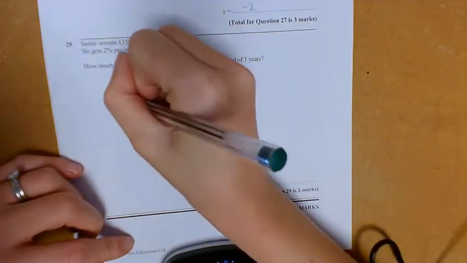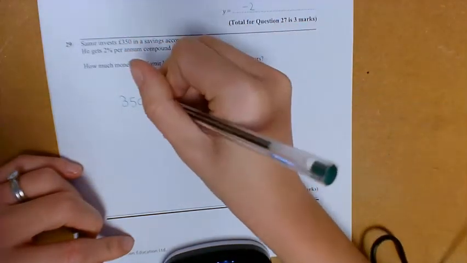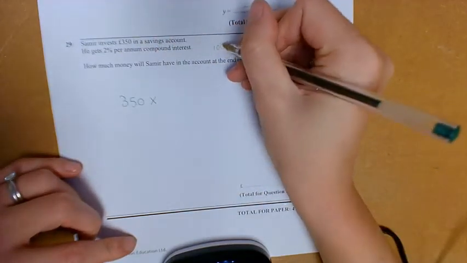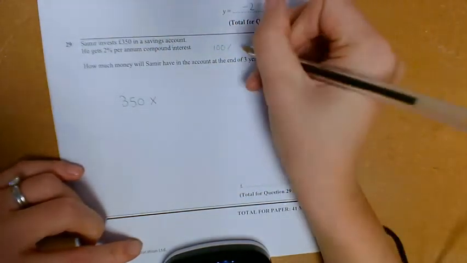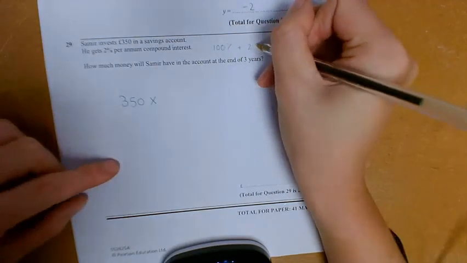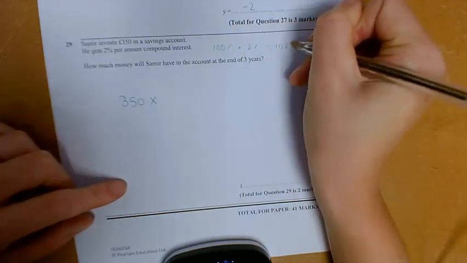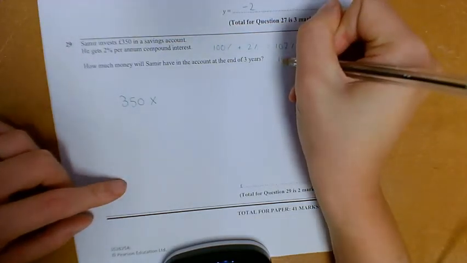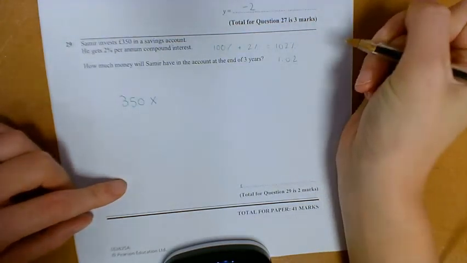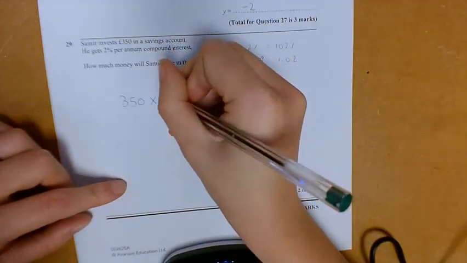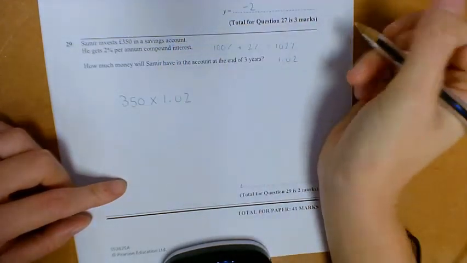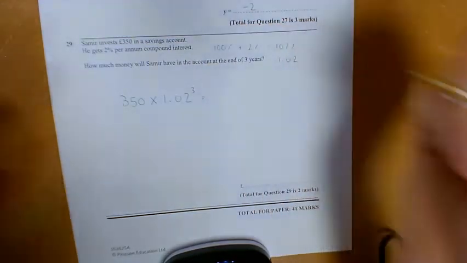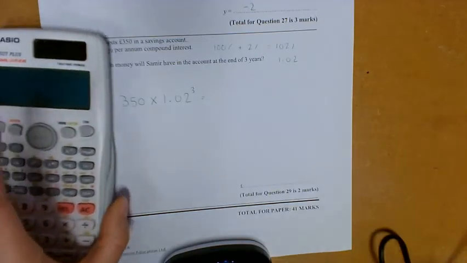So we start with the amount of money, £350, and we times it by the multiplier. Now, to work out the multiplier, we have 100% of our money in the bank, £350, and in interest, we get an extra 2%. So that means we want 102% of our money. 102% as a decimal is 1.02. That's our multiplier. So I'm going to times by 1.02, and we do the power of the number of years, 3 years. So it's going to be 350 times 1.02 to the power of 3.